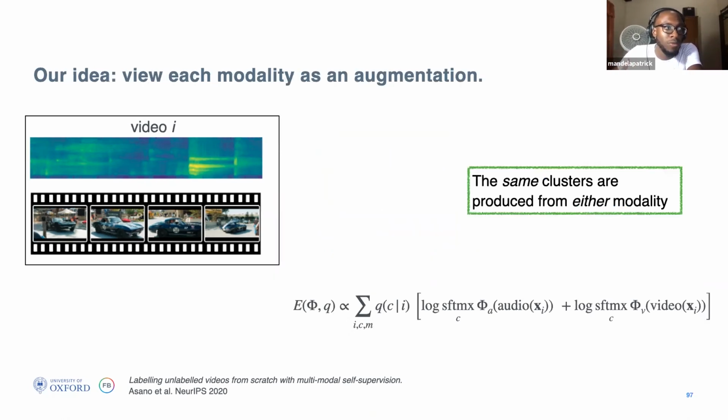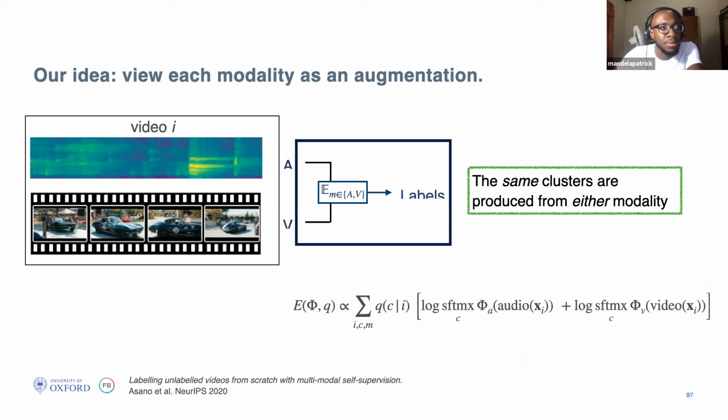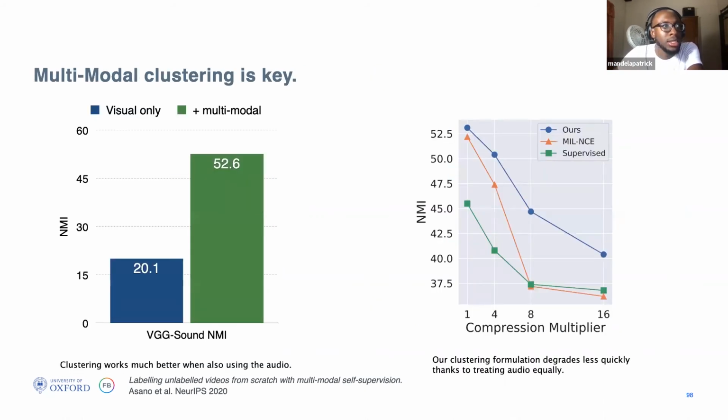And so what we propose to do is essentially view, as I said, video and audio as an augmentation or having some sort of similar semantic content. And we want the model to predict the same cluster or same label, irrespective of which modality we choose. So what that looks like is that, as I said, essentially we take the expectation over both audio and visual, and we predict the same label. And what we found, at least on most data sets, is that if you just do the unsupervised clustering in the visual modality, it doesn't work that well. But once you add multimodal information, it improves significantly.